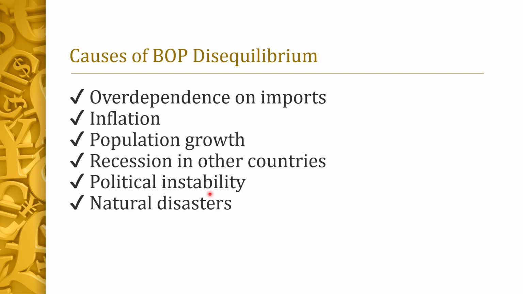Another cause is political instability. Unstable political conditions reduce foreign investments and increase capital outflow. And finally, natural disasters, for which nobody can do anything. Events like floods, earthquakes, COVID-19 have disrupted production and reduced exports. So we understand that this disequilibrium can occur due to both internal and external factors. Understanding these reasons helps policy makers take the right and corrective steps.